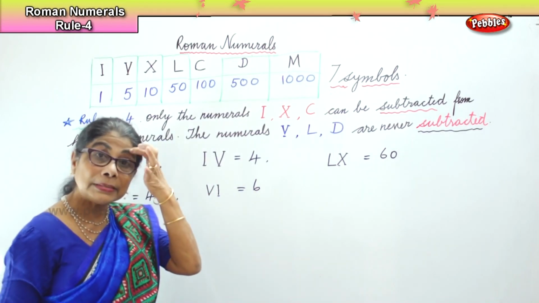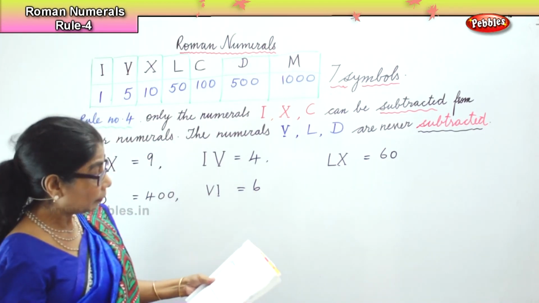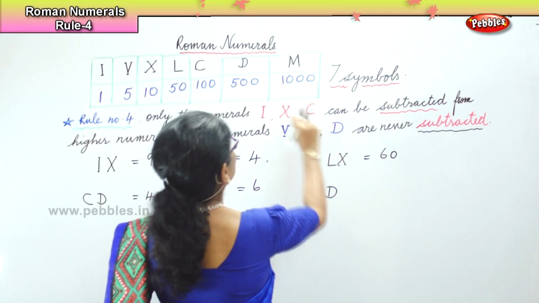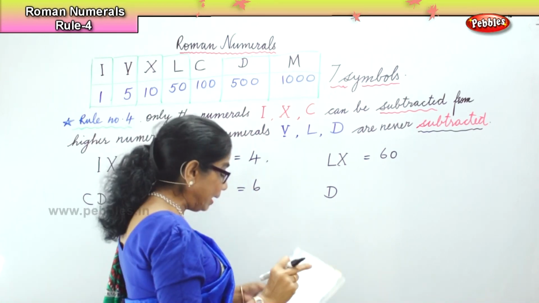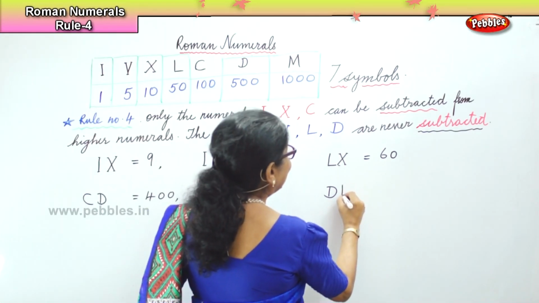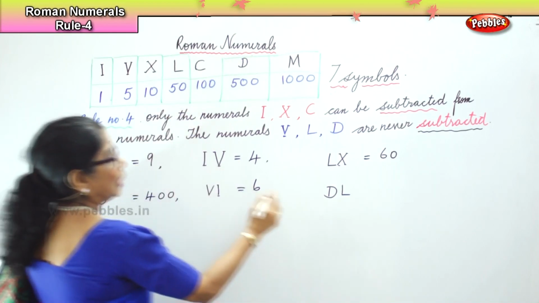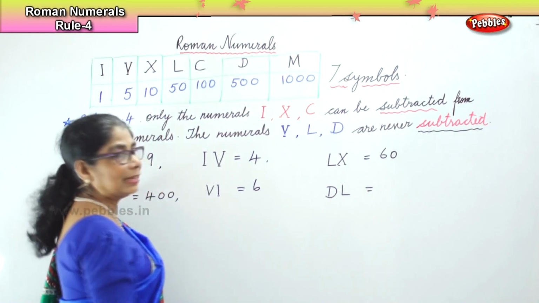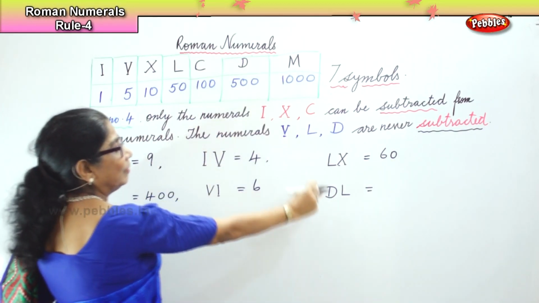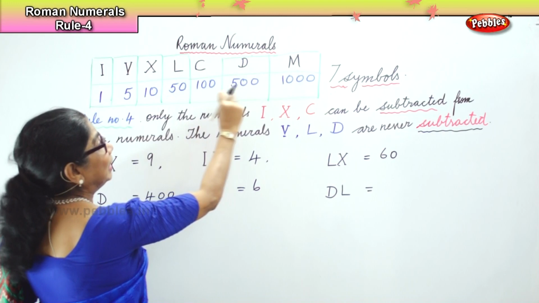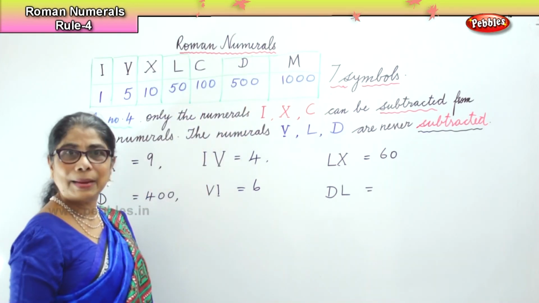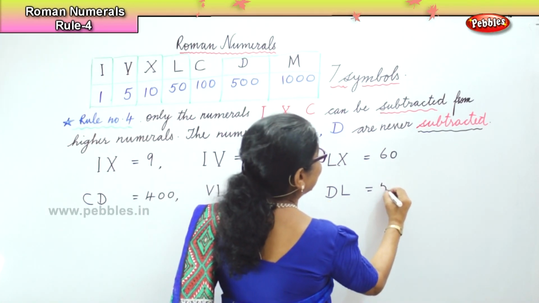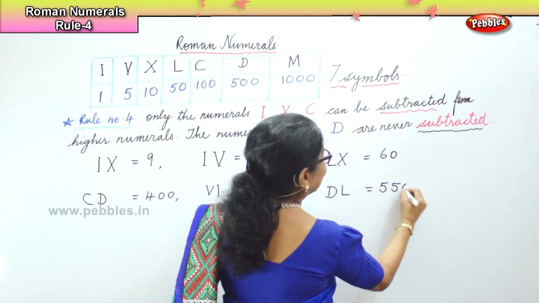Now, let's look at another number, D, which is 500, and then L, which is 50. What number is this? It says D never gets subtracted. D is 500 and L is 50. So 550. This is the number 550.